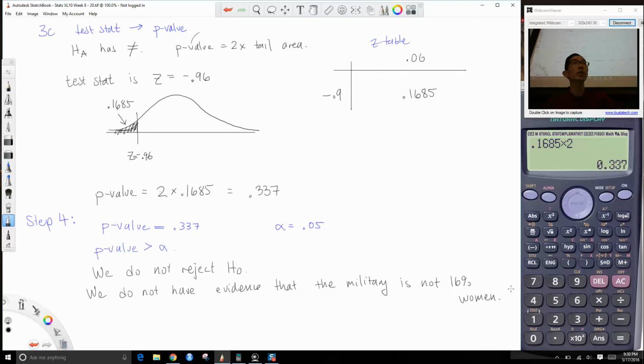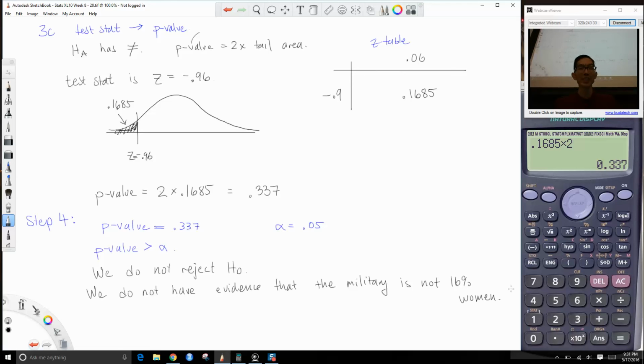If you were to write this in a textbook, you would write, in the U.S. military, we found that there's an estimated 16%. So the word estimated is the correct word. No, here, it's correct as it is written. We do not have evidence that the military is not 16% women. Saying 16 and 13 is not so different. Another way you could write this is that 13.5% is not statistically significantly different from 16%.